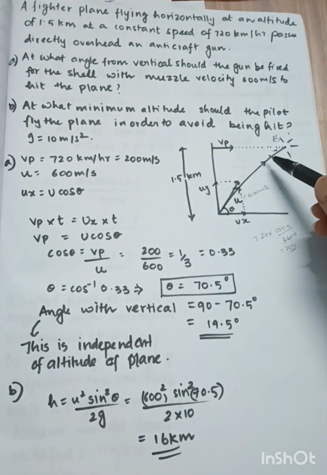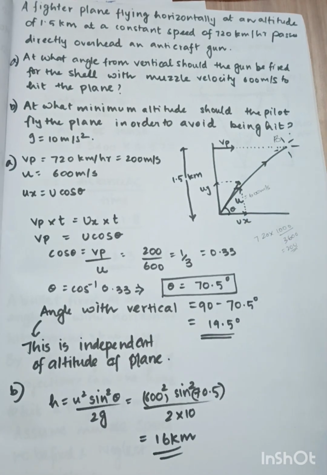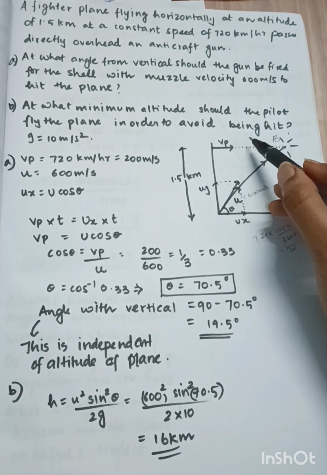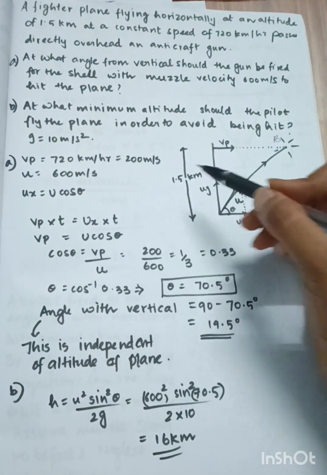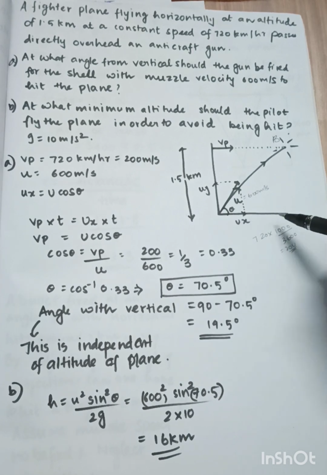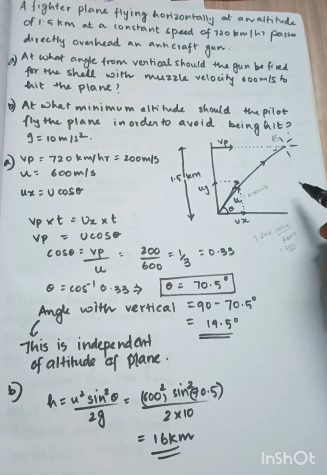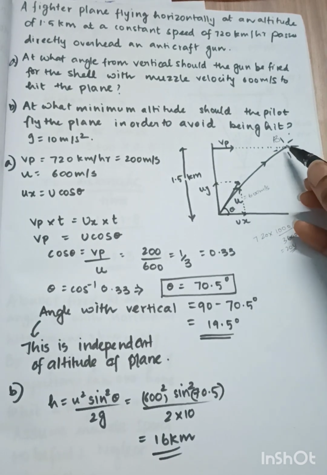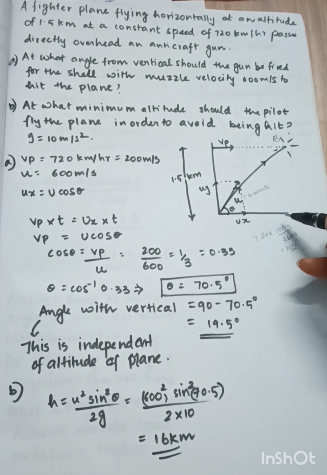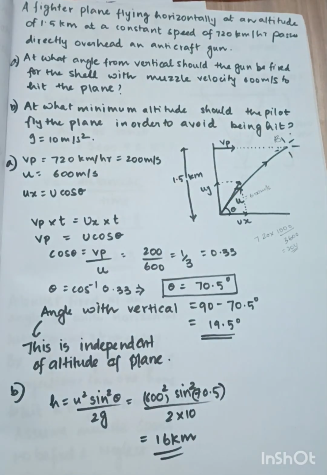In the same time, if it is covering this distance, in the horizontal direction there is no acceleration. So what will be the distance in time t? Vp into t. That will be equal to ux into t. Why? Because in the horizontal direction again there is no acceleration. So we can write the distance equals ux into t. They have to hit each other, so their distance must be the same. So Vp into t equals ux into t.